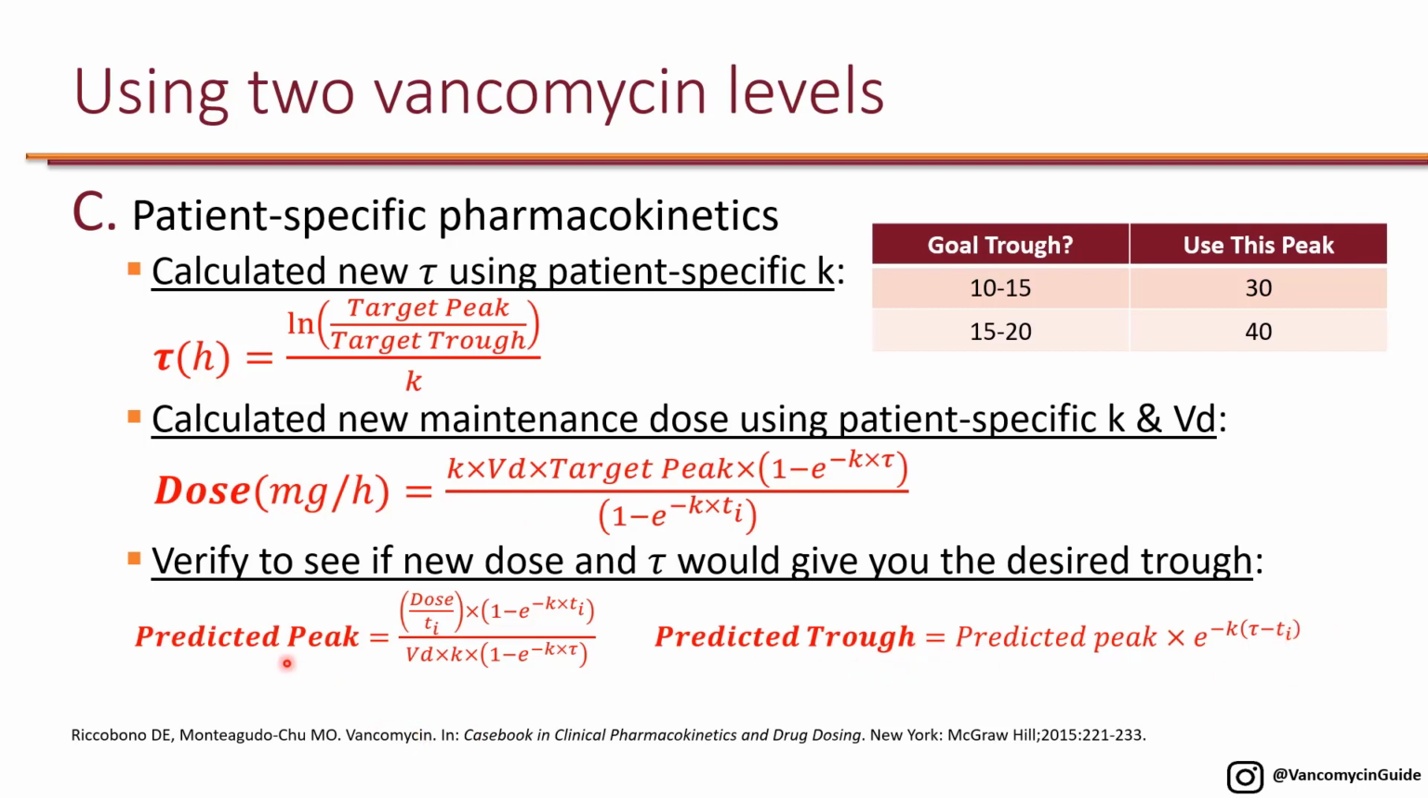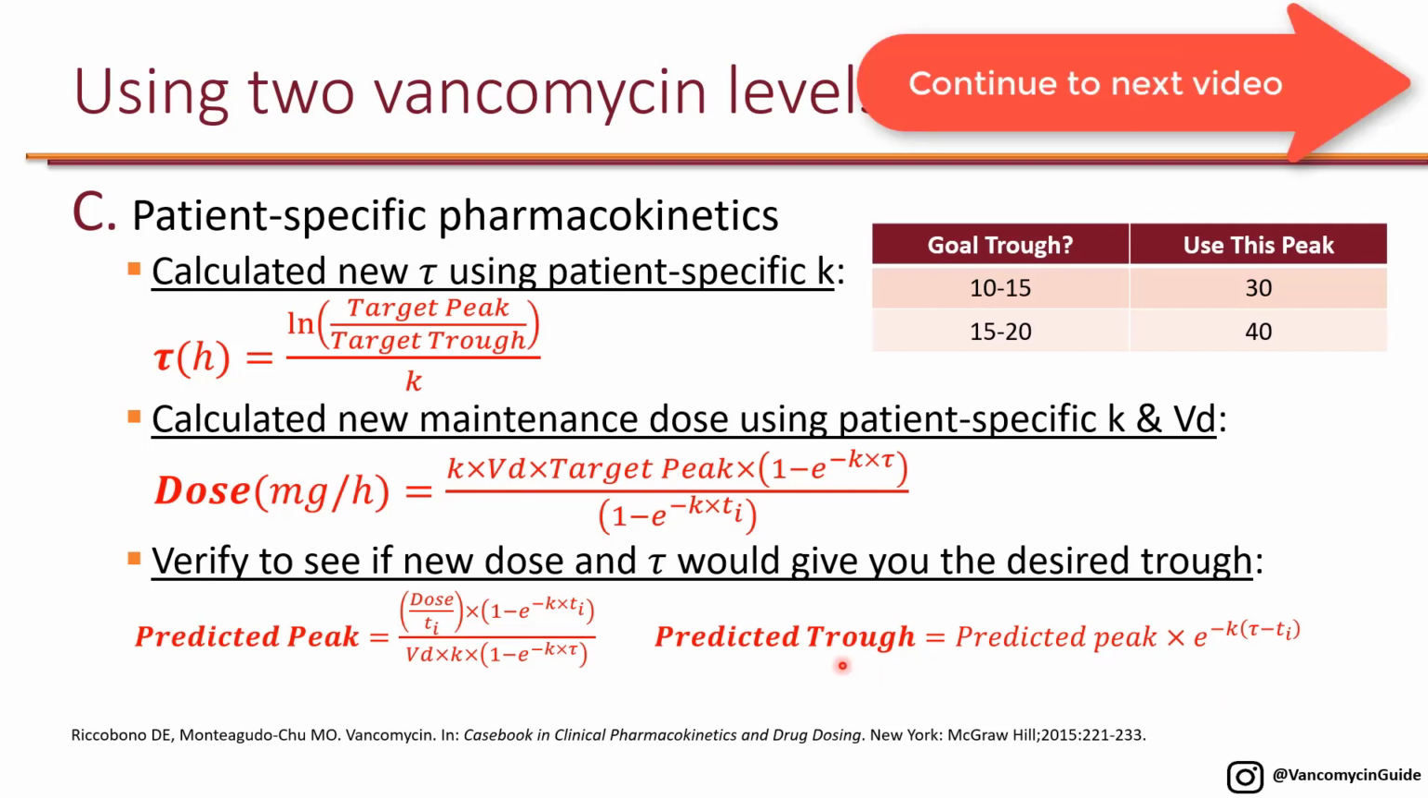And then if you're happy with the predicted peak and trough, then you go ahead and recommend your dose and frequency. And you have to make sure that you specify the correct time of infusion, as well as when to give the next dose. So for example, depending on why you're adjusting the dose, if the level was supratherapeutic, then you have to calculate how long it would take for the trough to go to less than 20, and then recommend the new dose to be started at that time.